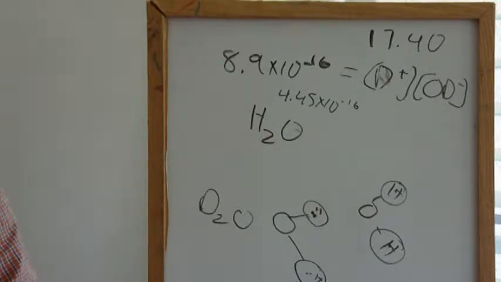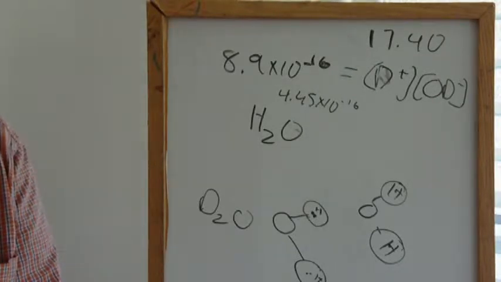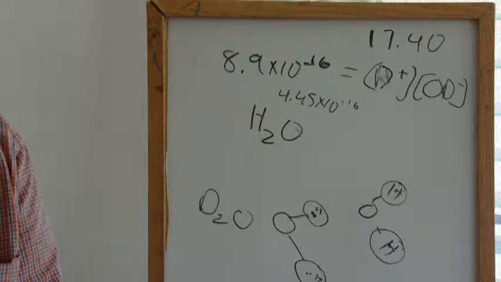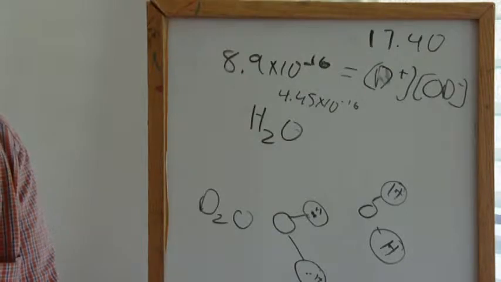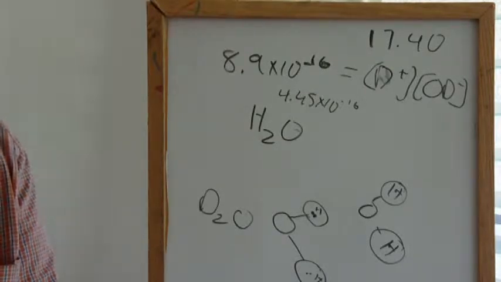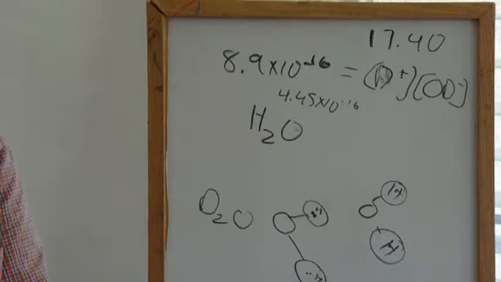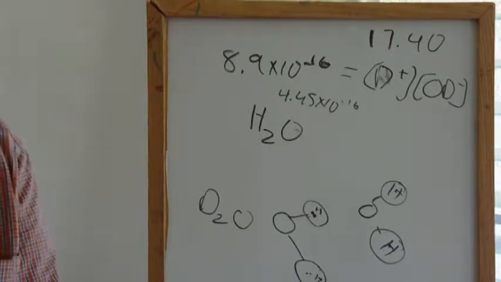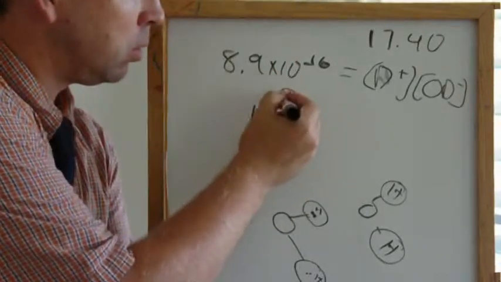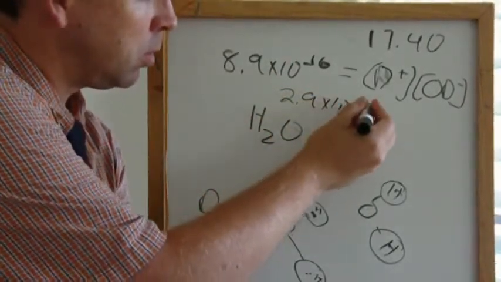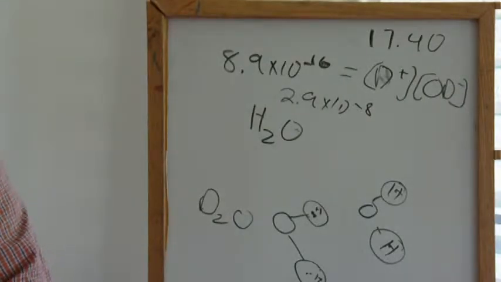3 times 10 to the minus 8th. Oh no, not divided by 2, but the square root, right? Let's see, 8.9 times 10 to the minus 16. Yeah, square root of that value. 2.9 times 10 to the minus 8. All right, or 3 times 10 to the minus 8.